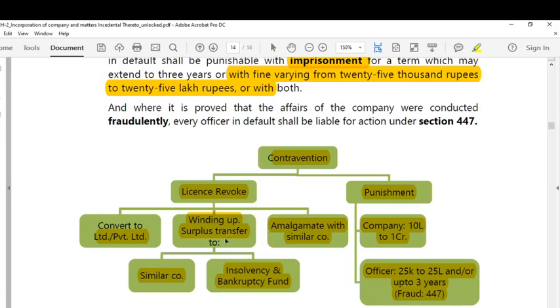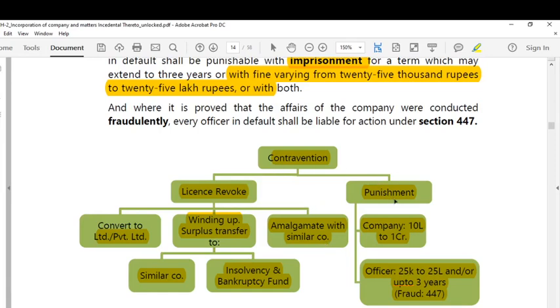If the license is revoked, what can happen? It can be converted into a public or private company, or it can be wound up and the surplus can be transferred to a similar company, or the surplus can be transferred to an Insolvency and Bankruptcy Fund, or when the license is revoked, the company can be amalgamated with another Section 8 company with a similar objective. My dear students, do remember, when the company is amalgamated, it can amalgamate only with another Section 8 company which has been incorporated with a similar objective.